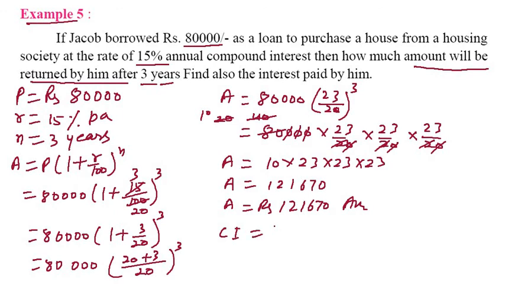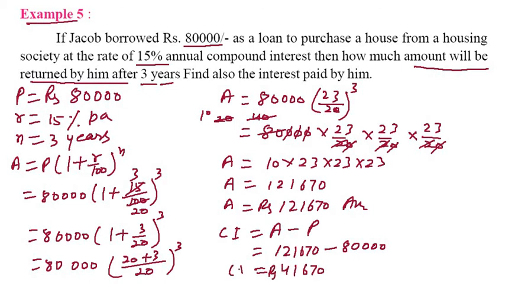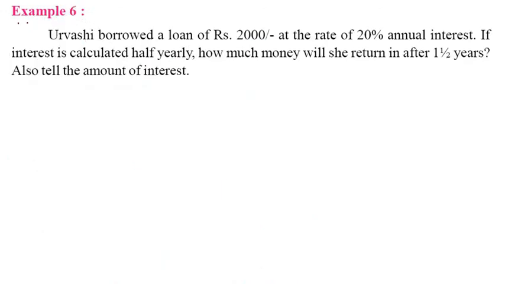So CI will be equal to amount minus principal. Amount is given as 121670 minus 80,000. So it is 12 minus 8, that is 41670. The compound interest is 41670 rupees. That is the answer. Now come to the next one, and that is example 6.